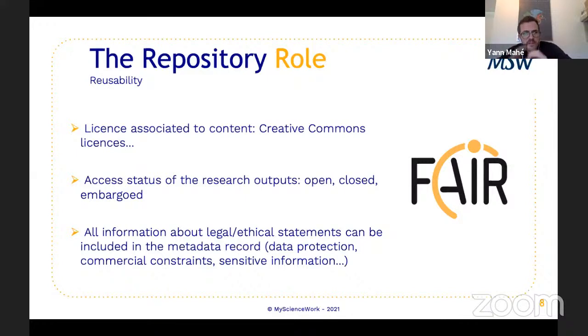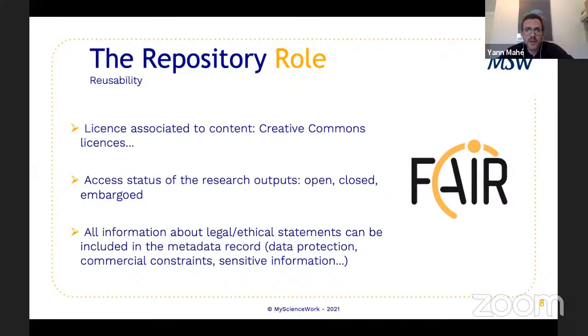So going in the same direction, a repository must display the access status of a file, for example, dataset, research output, as I say, and all information about legal and ethical statements that have to be included in the metadata record. So you can find data protection, commercial constraint, sensitive information, and ethical statements. I think that it could be very, very important to get this information.